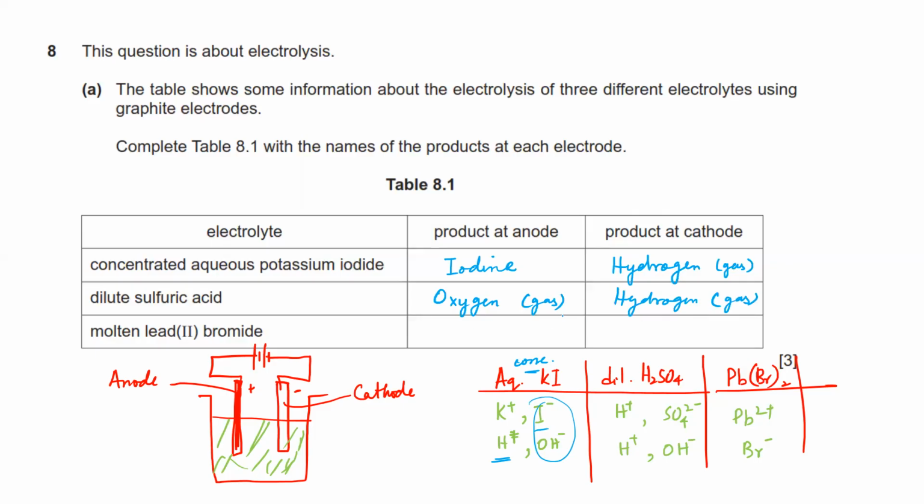And on the molten lead bromide, on the anode side, negative ions, bromide ion will go and will result in bromine gas. And on the cathode side, we'll get positive lead, so the graphite electrodes will be covered with lead.